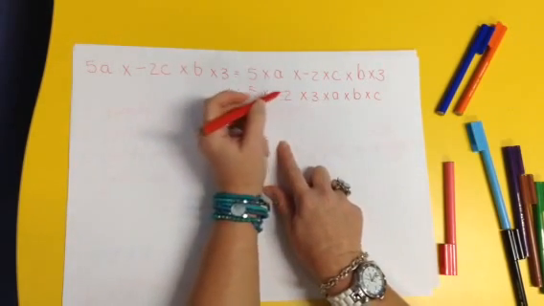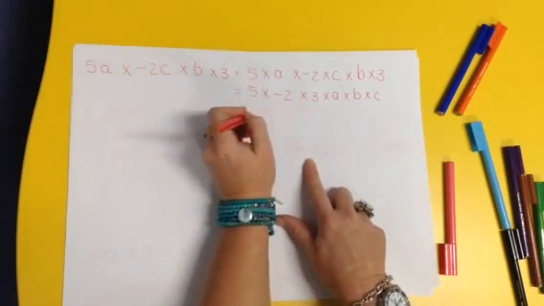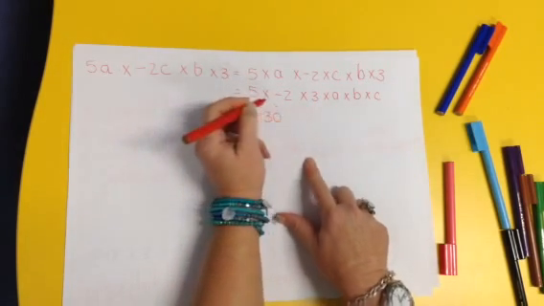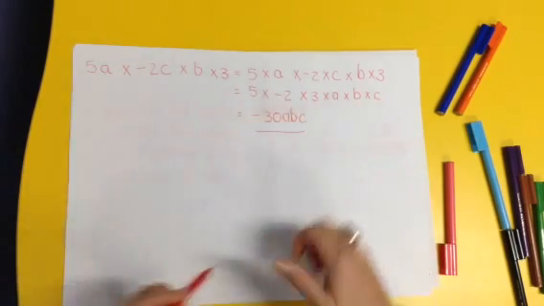So now we do our answer. 5 times negative 2 is negative 10. Negative 10 times 3 would be negative 30. a, b, c. And that is our answer.